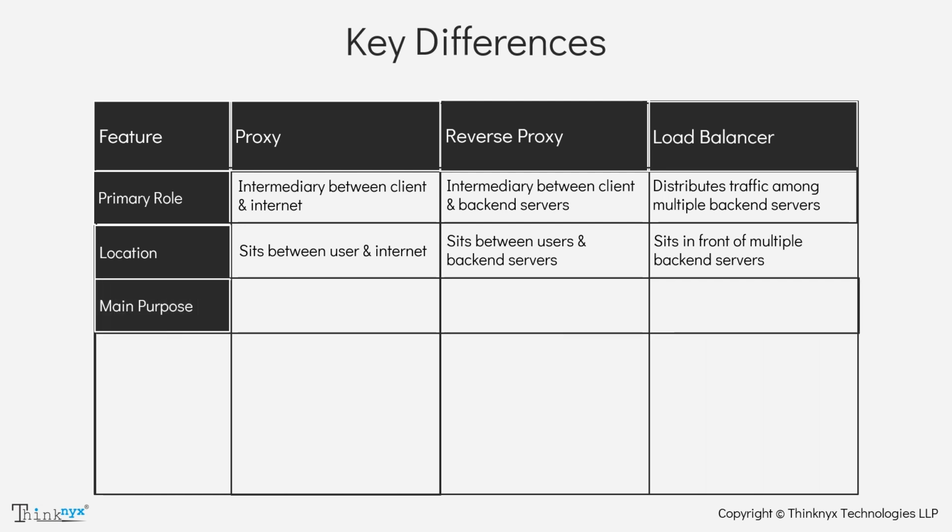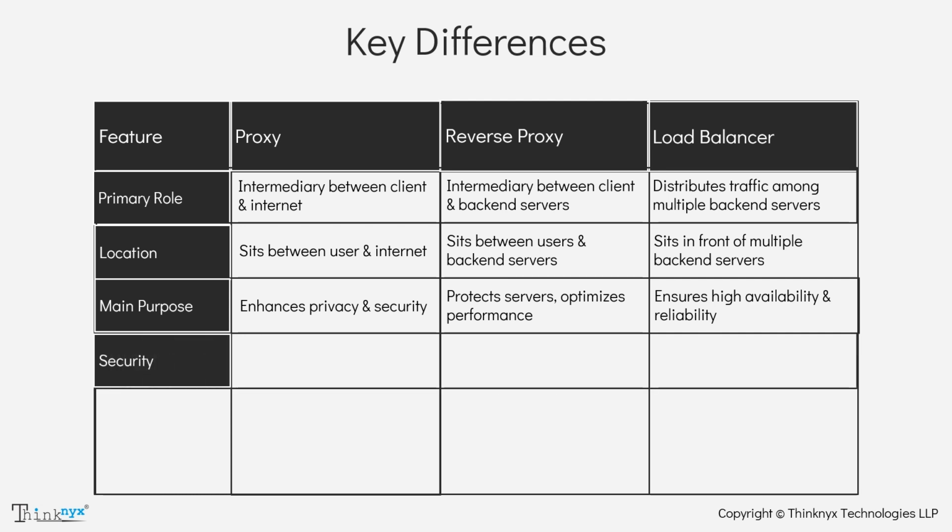Main purpose. The primary purpose of a proxy is to enhance users' privacy and security while accessing the internet. The reverse proxy focuses on server-side performance, security, and caching. A load balancer ensures system scalability, fault tolerance, and availability by distributing incoming traffic efficiently.